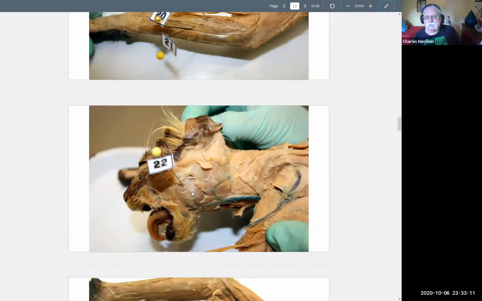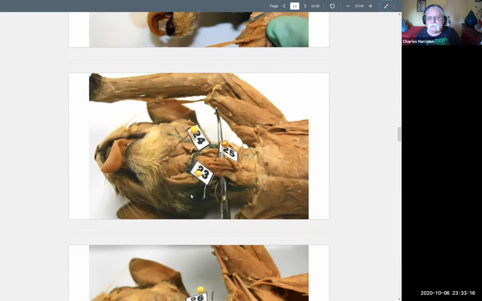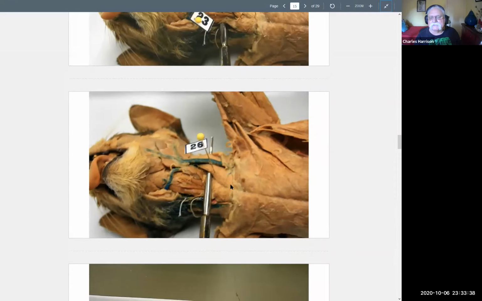Muscle to close the mouth, the masseter. Underneath the mouth, these two muscles, these are the digastricus. This muscle is the sternohyoid. 23 is pointing to here. That's the mylohyoideus. And here's the large sternomastoid, or sternomastoideus.